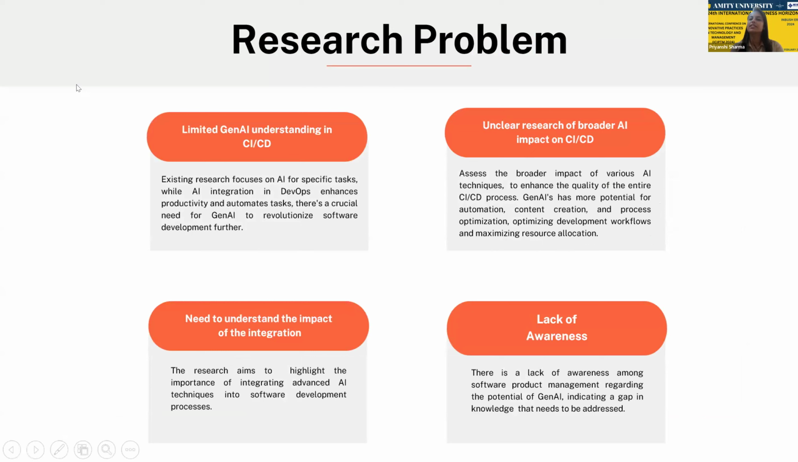Now, let's come to the research problem that we are going to address. The first problem is that there is limited generative AI understanding in CI/CD. All the existing research basically focuses on a specific task, but Gen AI has more potential than this. There is no clear research on the broader aspects of Gen AI, what it can do, how it can optimize workflows, and how it can optimize resource allocation processes. For this research, we will try to understand the impact this integration is going to bring on the SDLC. And the last is the lack of awareness among industry professionals, which is a knowledge gap that needs to be addressed.